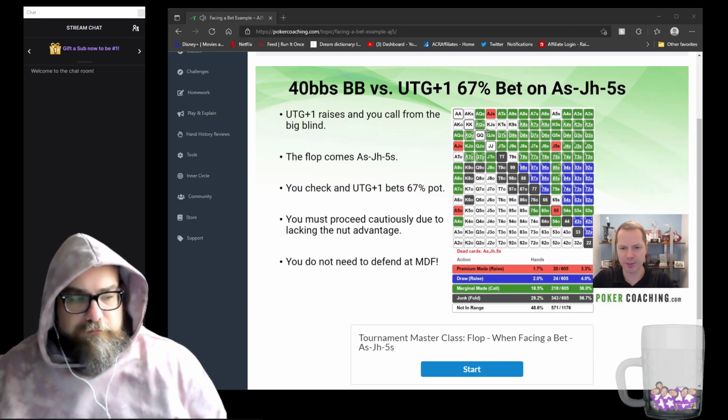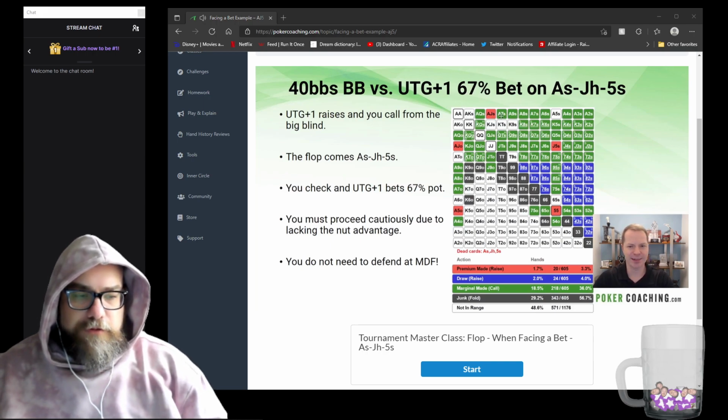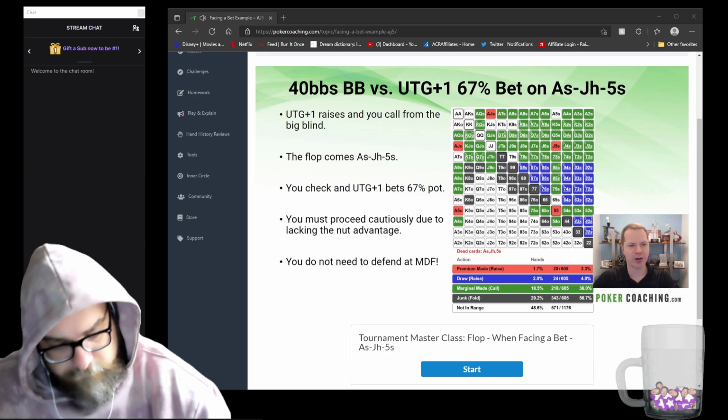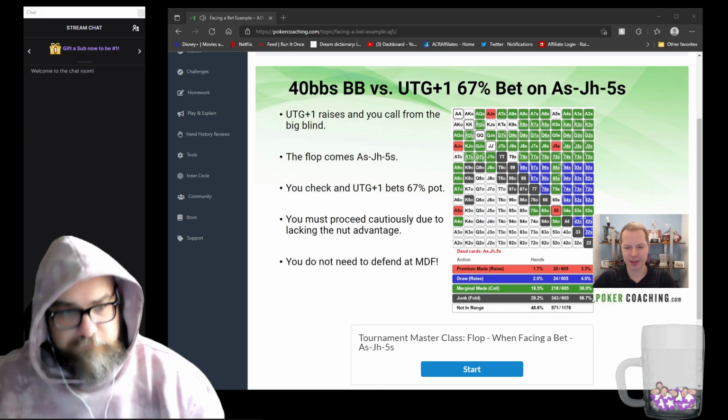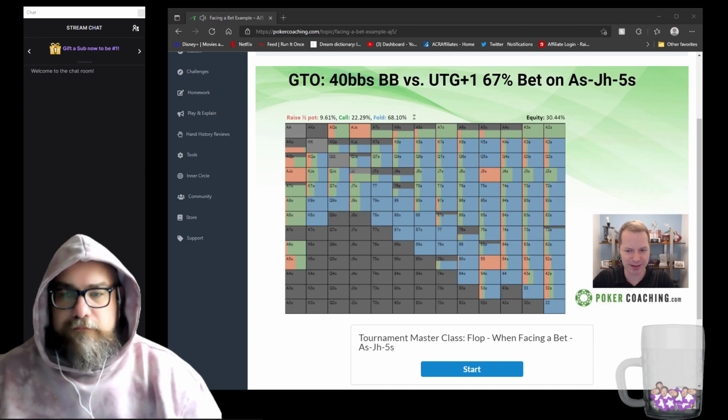Notice we're just calling all the middle pairs, calling the vast majority of top pairs, because you really don't want to be raising hands like ace 10 when you're raising into a player who could easily have ace king, ace queen, ace jack, right? So this is a spot. Let's take a look at this. I'm folding 57%. Let's see what the solver does. Solver actually folds even more than I do, 68% of the time.